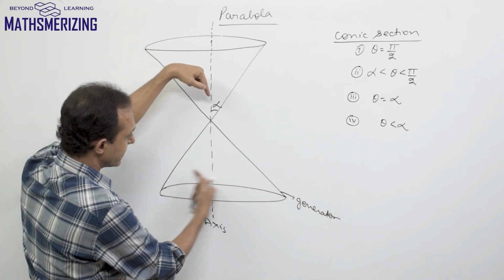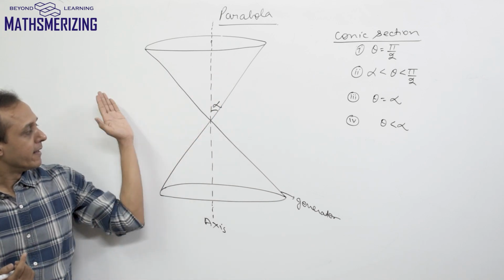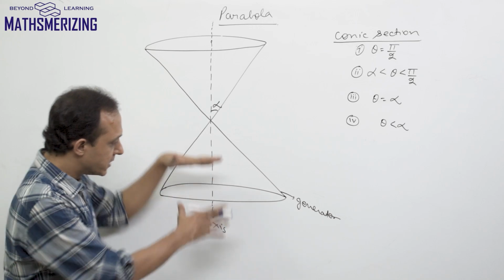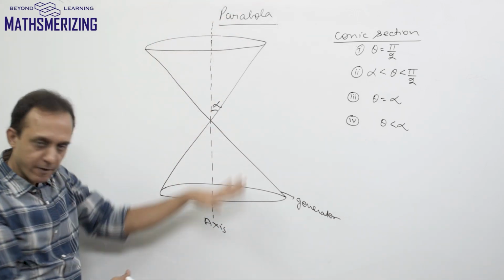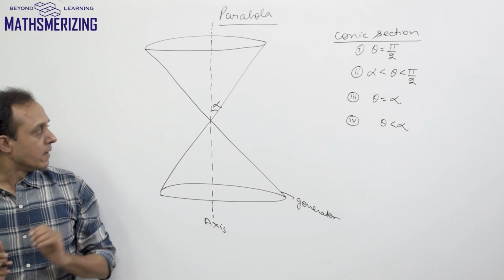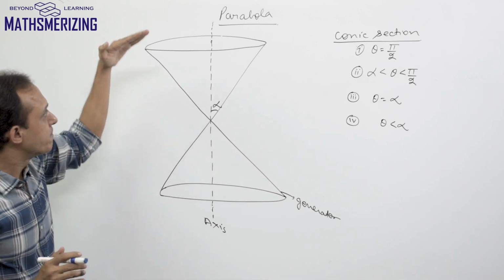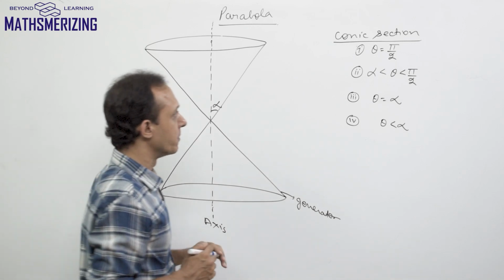And if we rotate this line by an angle of 360 degrees, then we'll get this double cone whose half angle is alpha, and this double cone is extended infinitely upwards and infinitely downwards. Now what we'll look at is the intersection of this double cone with a plane. So we'll look at different possibilities.